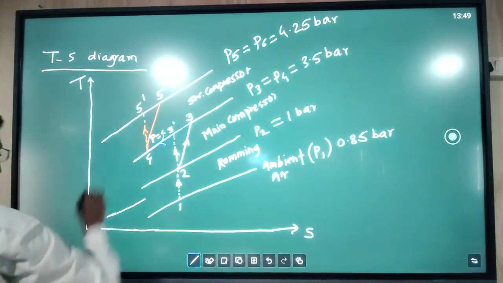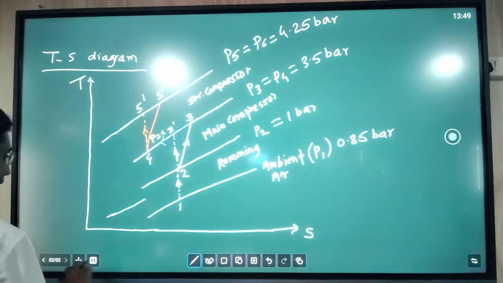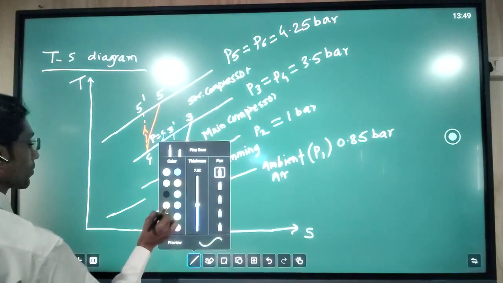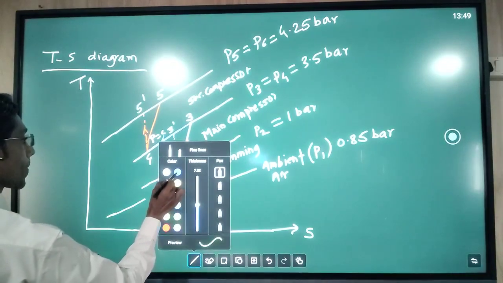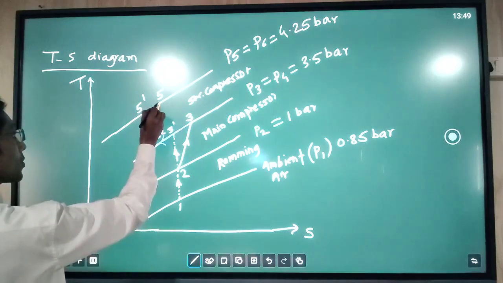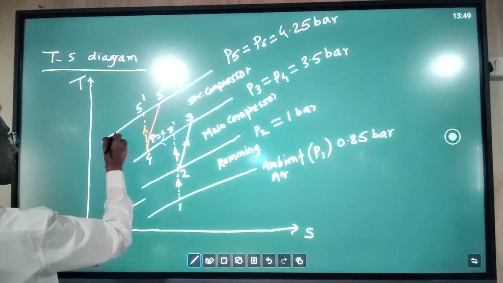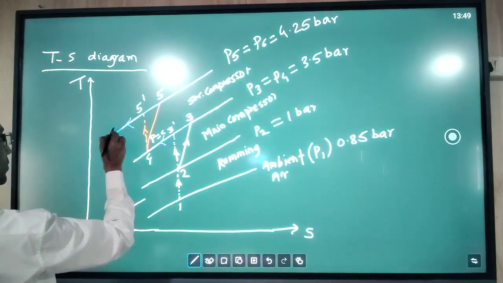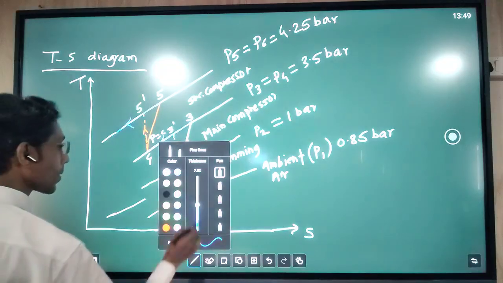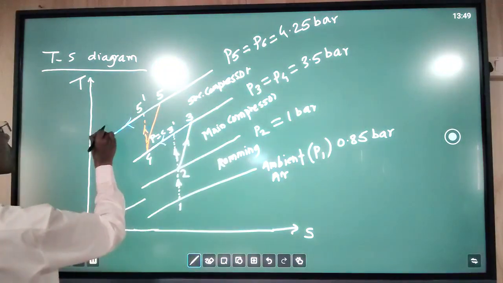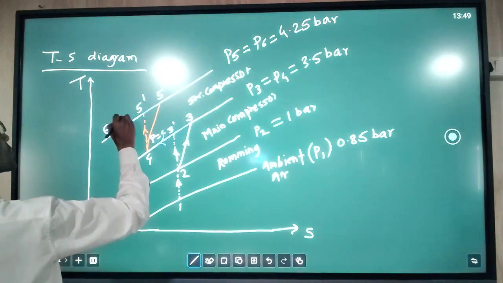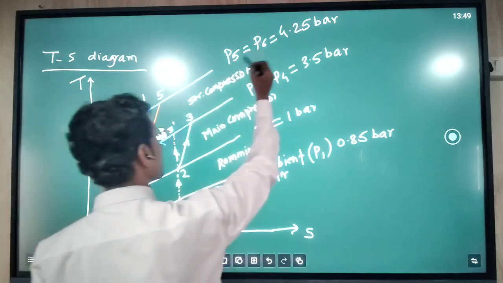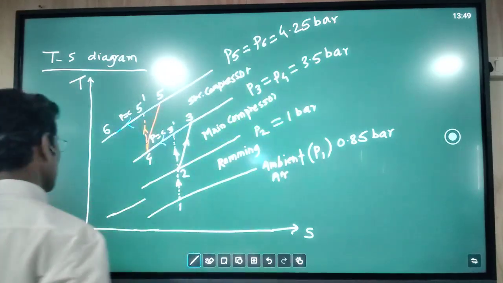After the secondary compression, there is again a cooler, which we call the after cooler. In the after cooler, this is the process of cooling of air. This process in the after cooler goes up to point 6. This is also a constant pressure process. That is why point number 5 and point number 6, pressures P5 and P6, are the same.